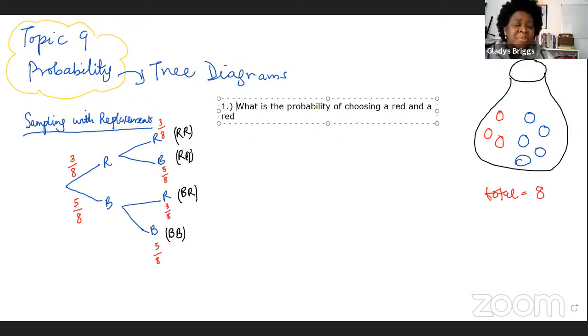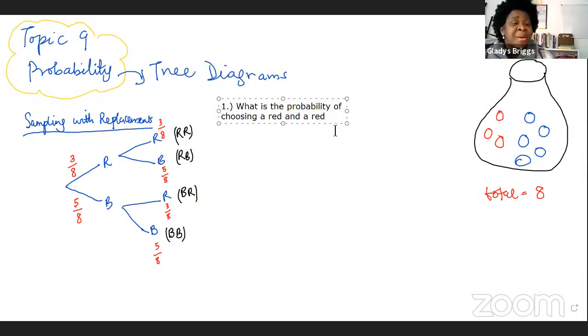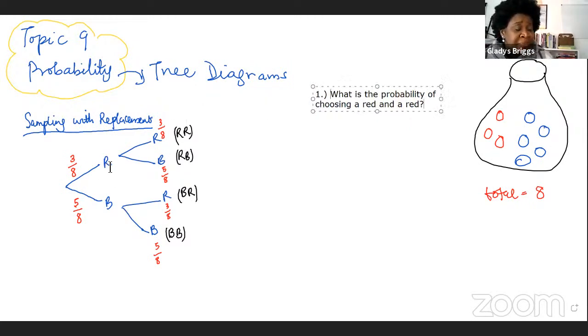Remember when we were talking about the and rule the other day? We said it is the multiplication rule. When it says in the question, probability of this and this, it means that you have to multiply. So probability of getting a red and a red would be, if you follow down your tree from the first red to the second red, timesing everything on that line. So that will be 3/8 times 3/8. Please put that into your calculator and let's get some answers.